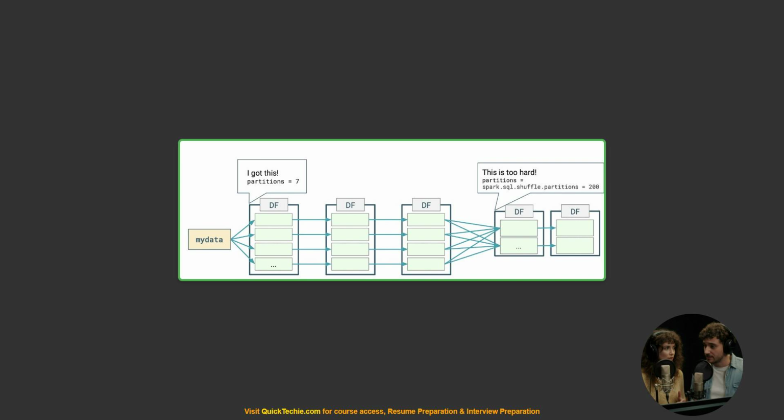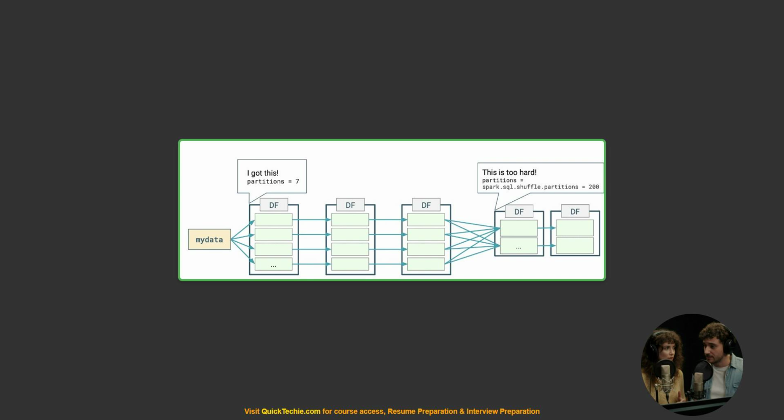3. Partitions. Dividing the work. The rectangles inside each DF box represent partitions. This is a fundamental concept in Spark. What are partitions? A partition is a logical chunk of a larger distributed dataset. Spark divides your data into partitions to enable parallel processing. Each partition can be processed independently on a different executor in the cluster.